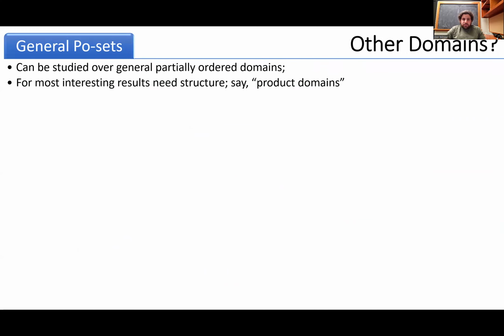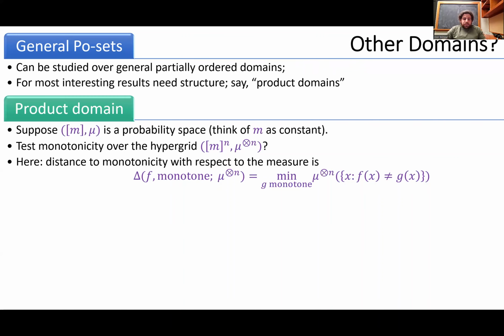So in this work, we consider what are called product domains, where you have some basic domain, some basic probability space, (m, mu). So you should think of m as constant. The case of the hypercube is just m equals 2. But you should think of m as like 10 or 20 or something like that. And mu is some probability distribution over m. And you should think of m as being equipped with the natural ordering, 0 less than 1, less than 2, and so on and so forth.